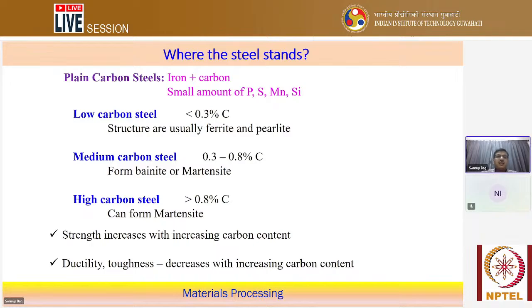So the carbon percentages are different, and overall the phases are different in low carbon steel, medium carbon steel, and high carbon steel. But overall we can say that strength increases with increase in carbon content, because martensite is harder than ferrite. Ferrite is the softest element and martensite is the hardest element. So when carbon percentage is increasing, in general the strength increases. But at the same time, ductility and toughness decrease with increasing carbon content.